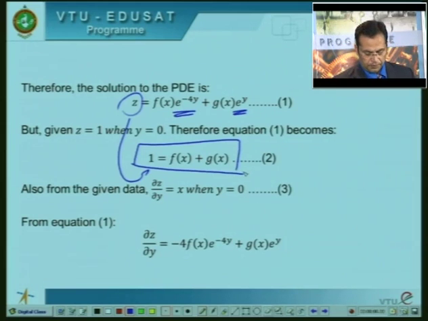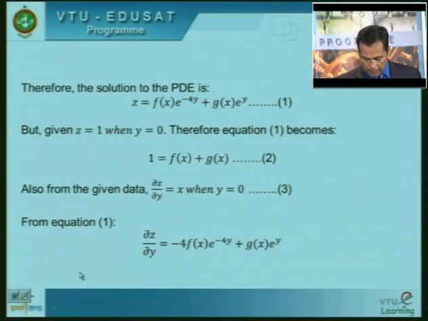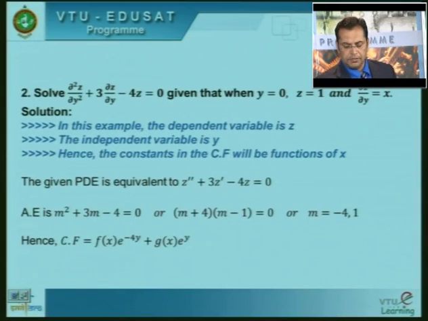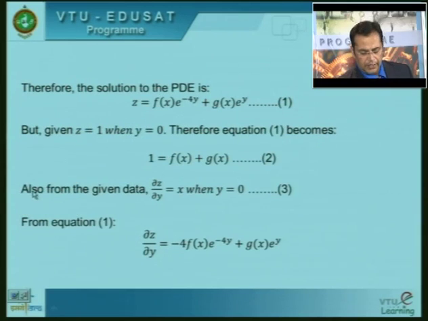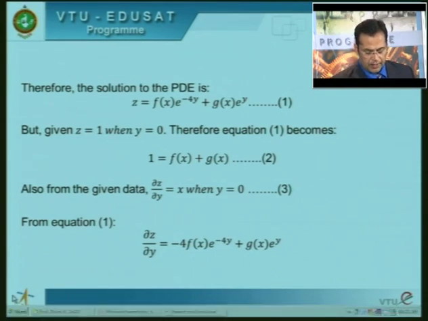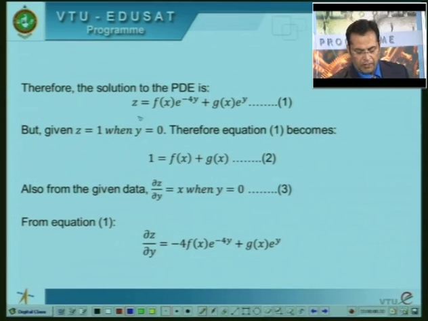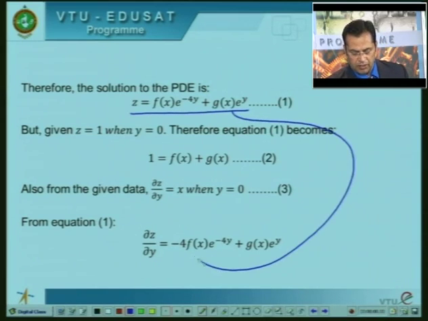Next, apply the second condition, which is when y equal to 0, dou z by dou y equal to x. That is written here. Also from given data, dou z by dou y is equal to x when y equal to 0. But you cannot go about this condition directly. So, first you must evaluate the value of dou z by dou y from the solution here. So, what is that dou z by dou y?